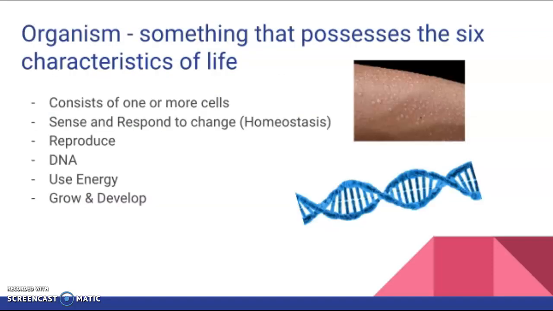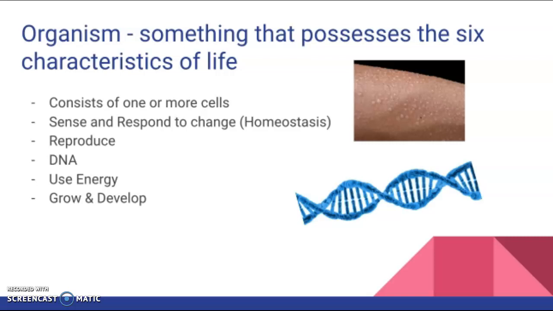An organism is something that possesses the 6 characteristics of life. The 6 characteristics of life are the processes that all organisms, or living things, must be able to carry out. This is how you determine if something is a living organism or not. First, they have to consist of 1 or more cells. They must sense and respond to change, or homeostasis. Reproduce. Now, they may not reproduce, but they have to have the ability to reproduce.